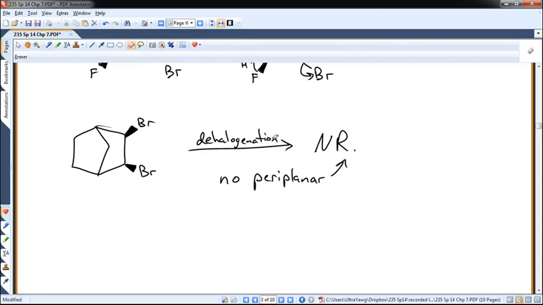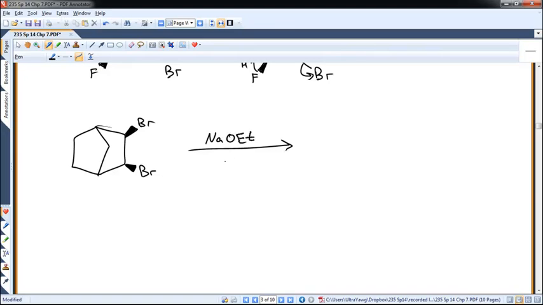Now, if I just did something like this, right? Suppose I said, here's our molecule, and I'm going to use a strong base like sodium ethoxide and a little bit of heat. Now we can do a reaction, right? What reaction can we do?